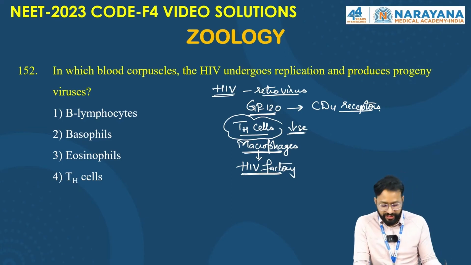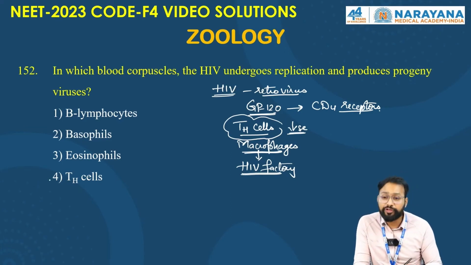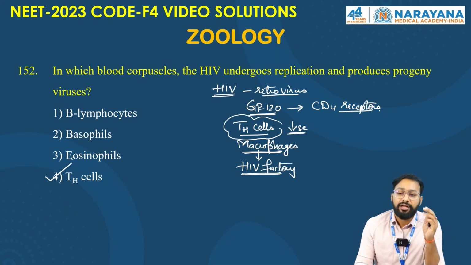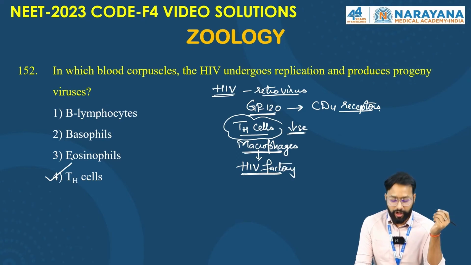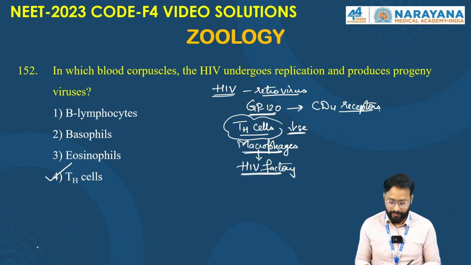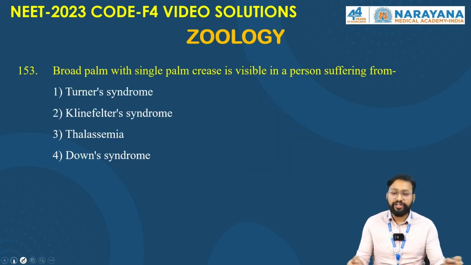So out of the options, if you see over here, one of the lymphocytes is the T helper cell, which acts as a cell in which the virus replicates and releases its new progeny. So the option will be 4. Moving forward to the next question.